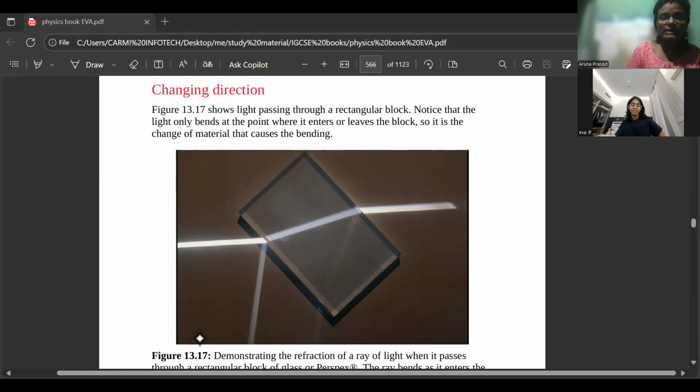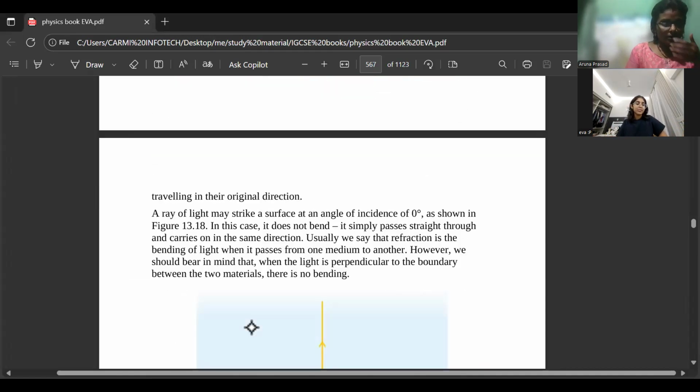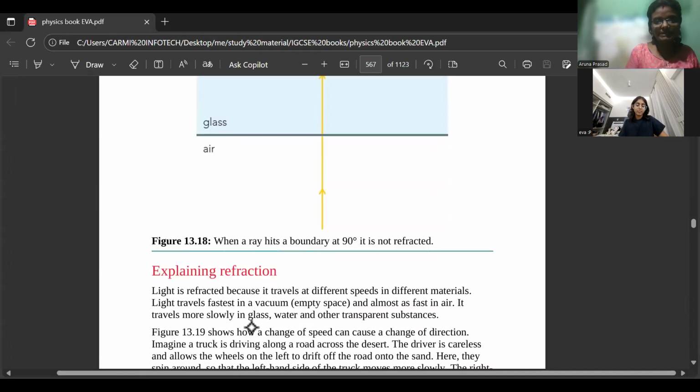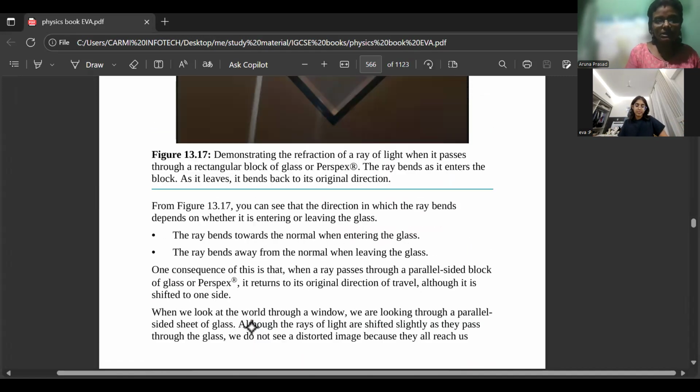Notice that the light only bends at the point where it enters or leaves the block. So as I told you, when the medium is changing, then only the refraction will take place. In the same medium, definitely refraction doesn't take place. So it is the change of material that causes the bending. Clear, change of medium, change of the material. Next, they explained in detail, and that is very good.